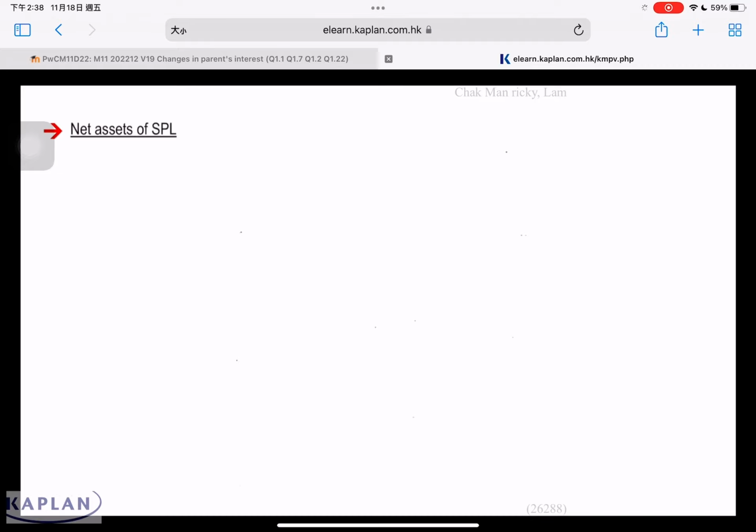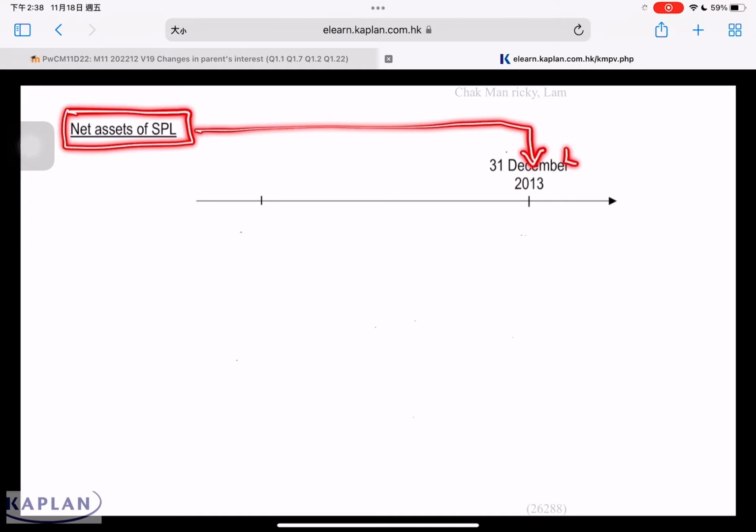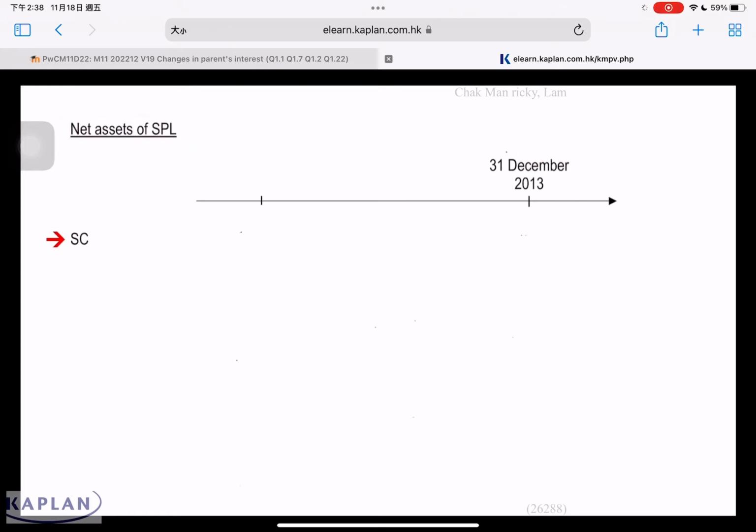SPL net assets. The starting point is always the year end, 31st December 2013. The net assets at this date are equal to equity at this date. It's equal to share capital plus reserves at this date. Share capital for SPL and the retained earnings for SPL equal 10 and 10. Now we have to work back to the acquisition date. The acquisition date was 2 years ago, 1st Jan 2012. 10 and 8, and the balance is post-acquisition.